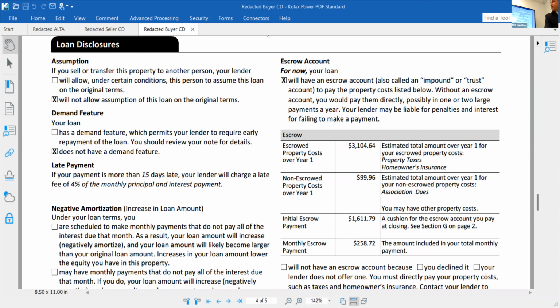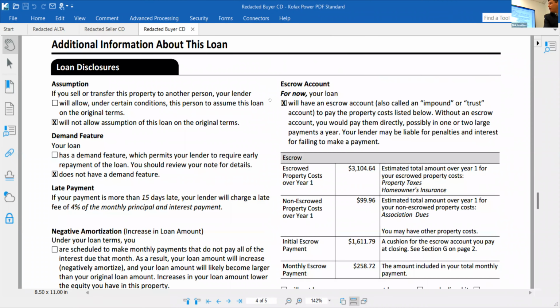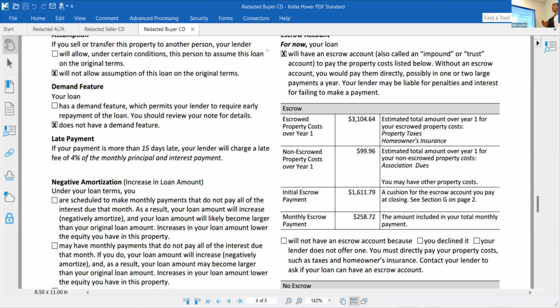Your demand feature, pretty much any loan that you do, again, a conventional or trade regulated loan, is not going to have a demand feature. What a demand feature is, the lender can say, all right, pay me the entirety of the note, regardless of whether you breached the loan or not, pay me the entirety of it. No loan that we deal with has that. So it should always say does not have a demand feature. If it is checked that your loan has a demand feature and your client is not expecting that, you might want your client to call your lender and be like, hey, what's going on? Because that shouldn't be it.